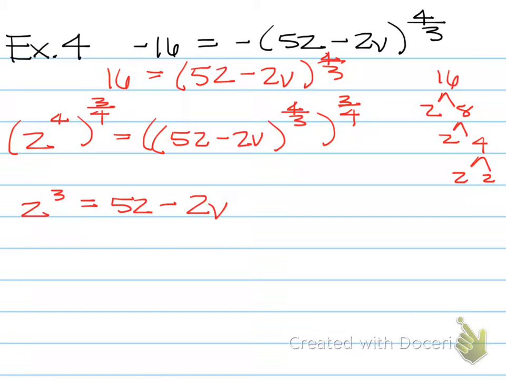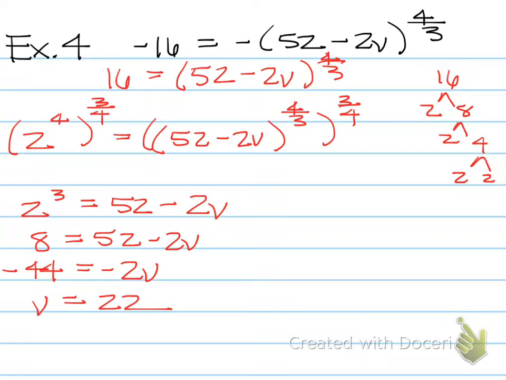And then notice, since the numerator for the fractional exponent is even, there are 2 possible values for the base of that exponent. It could be positive 52 minus 2v. It could also be negative 52 minus 2v. So we'll do that one second. 2 cubed is 8. Subtract 52 from both sides. Get negative 44. Divide both sides by -2.